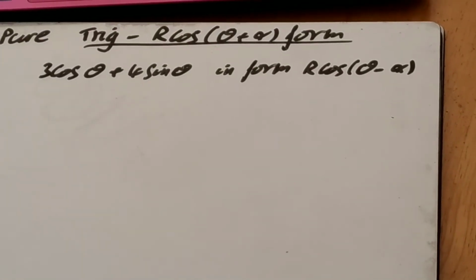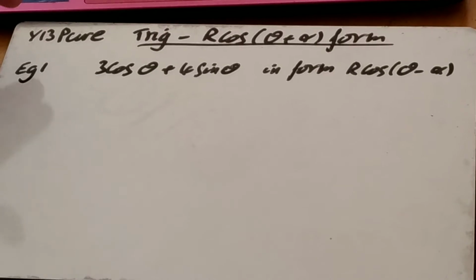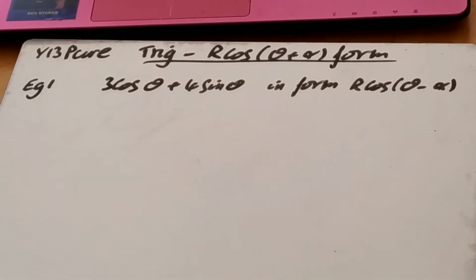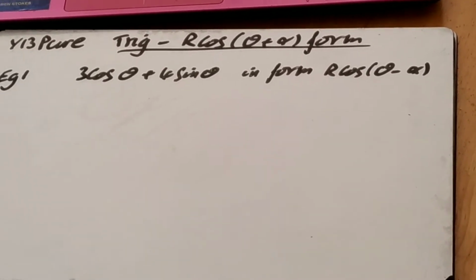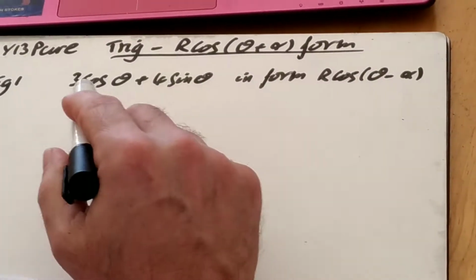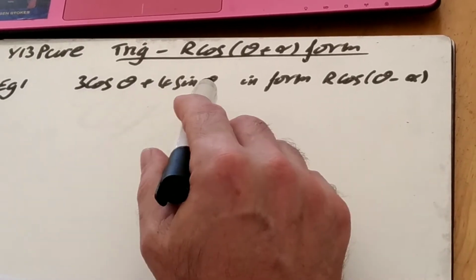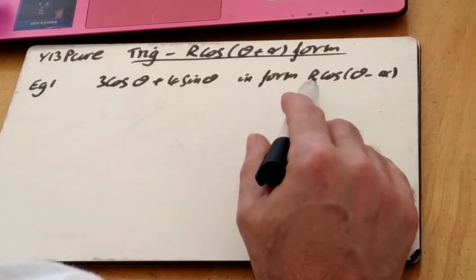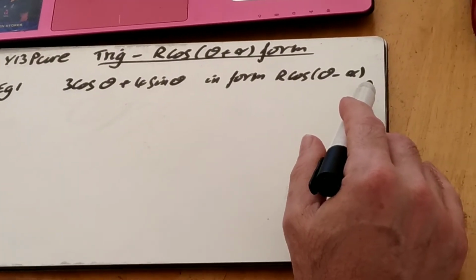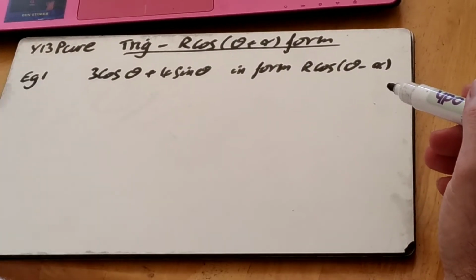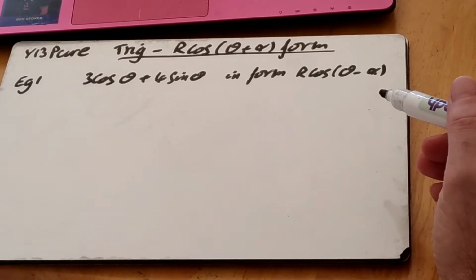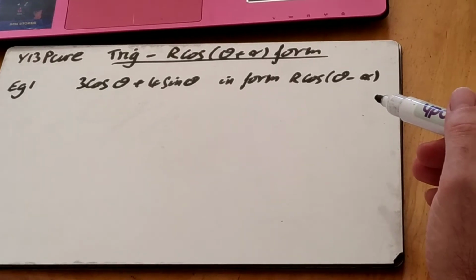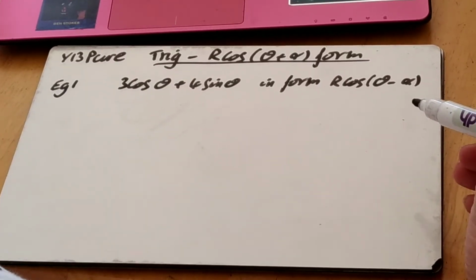Okay, today we're going to look at Y13 Pure Trig, something I call the R cos(theta plus alpha) form. This is actually one of the easier parts of this trig chapter because more often than not, the setups are like this: they'll give you a function like this, in this case 3 cos theta plus 4 sine theta, and they'll tell you what form they want it written in. And therefore it becomes quite routine. The questions don't change a great deal in what they ask you to do. There might be the odd little twist and turn, but the majority of it is comparatively routine.